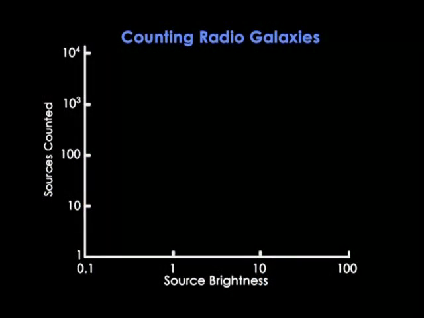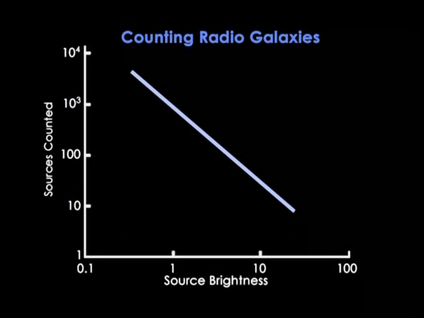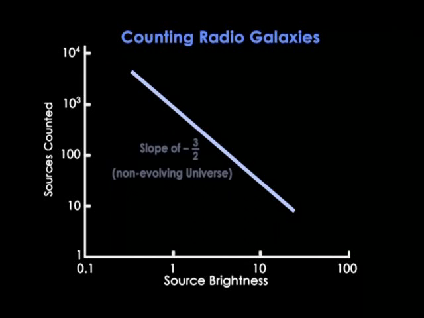Now, as long as the distribution is uniform and unchanging, then it's fairly easy to show that you should find this straight line on a graph of source brightness against number of sources counted. As you look at fainter and fainter sources, you count more and more. And the line increases with a famous slope of -3/2.